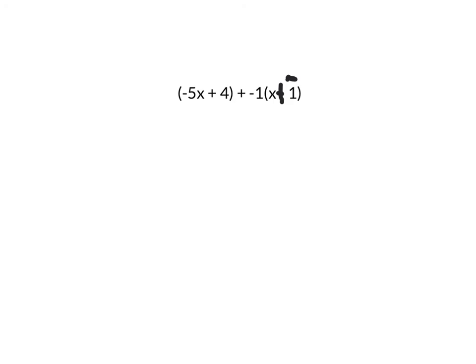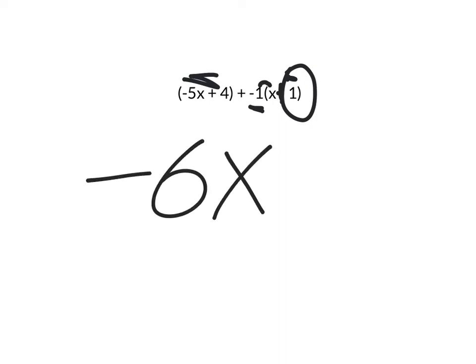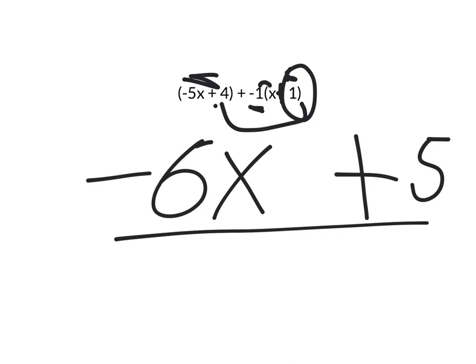So first, we want to ignore this part for now. And since we have a constant here, we have to multiply negative 1 times x, which is negative 1x. And then negative 1 times negative 1 is positive 1. So if we add negative 1x plus negative 5x, we have negative 6x plus the 4 and the positive 1 over here, since we multiplied. So we have negative 6x plus 5. And that is our final answer right there.